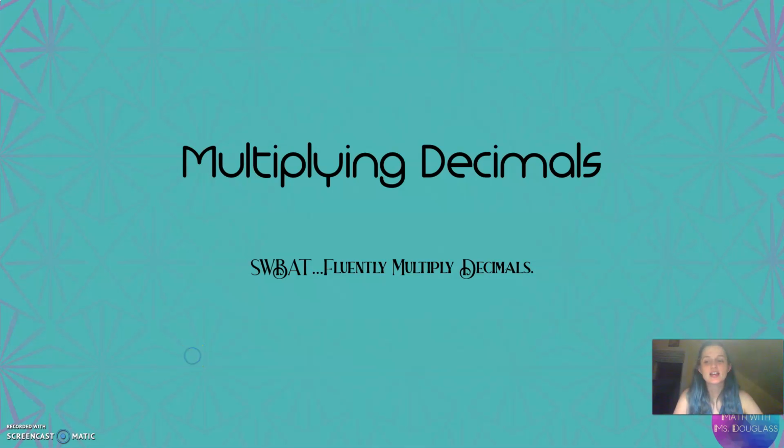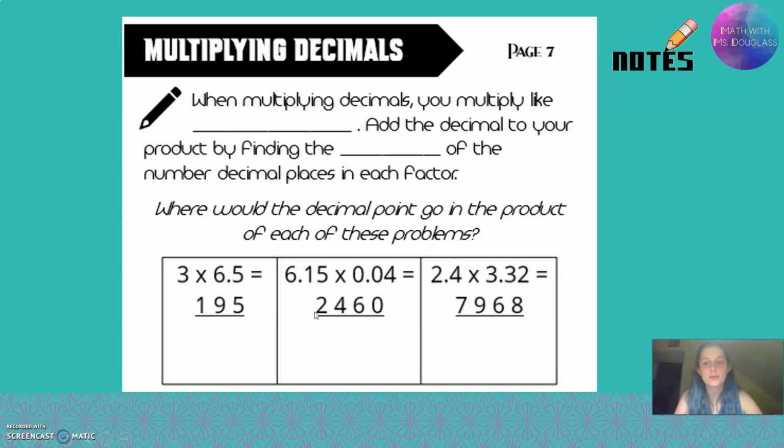Hey mathematicians, let's talk about multiplying when there are decimals in your multiplication problem. Okay, so when we're multiplying numbers that have decimals in them, you are going to pretend that those decimals don't exist and just multiply like you normally would. So looking at our first example here, I have 3 times 6 and 5/10.